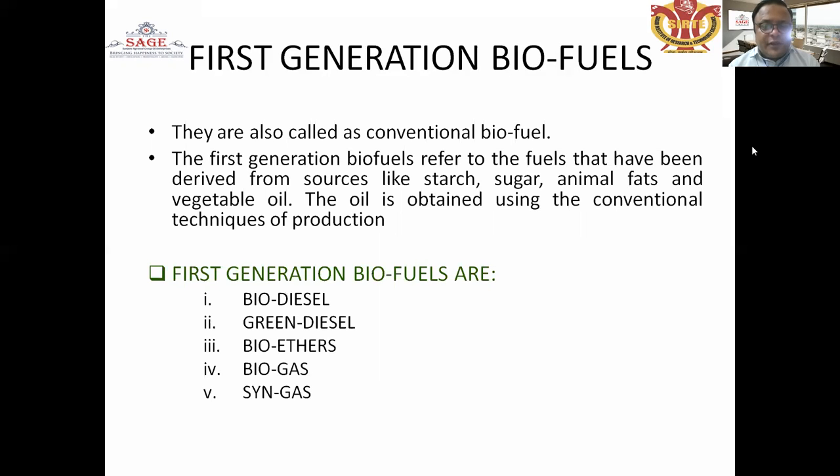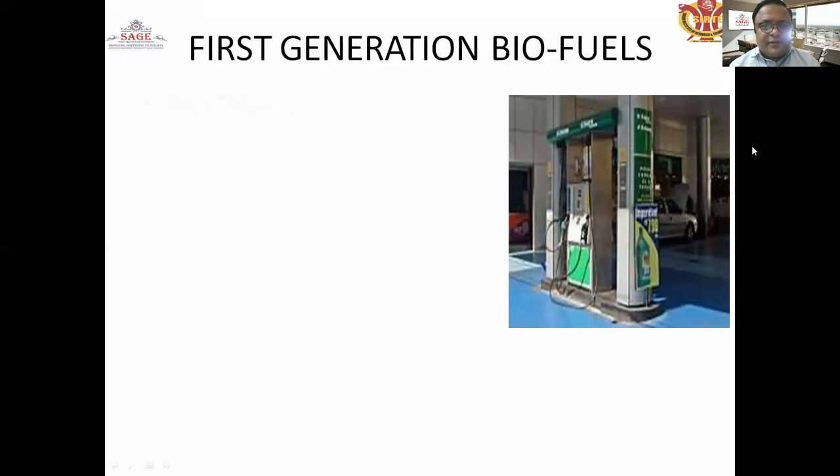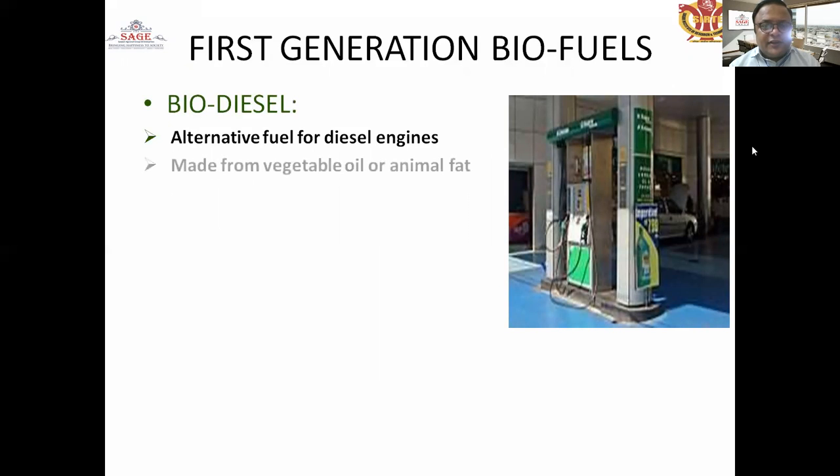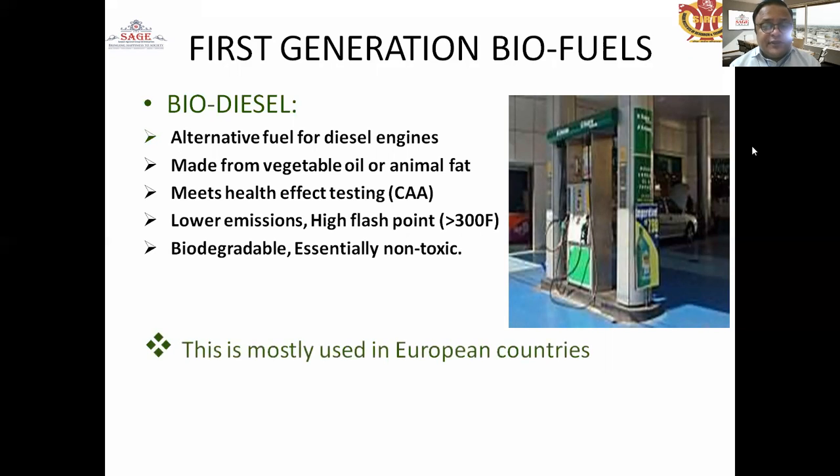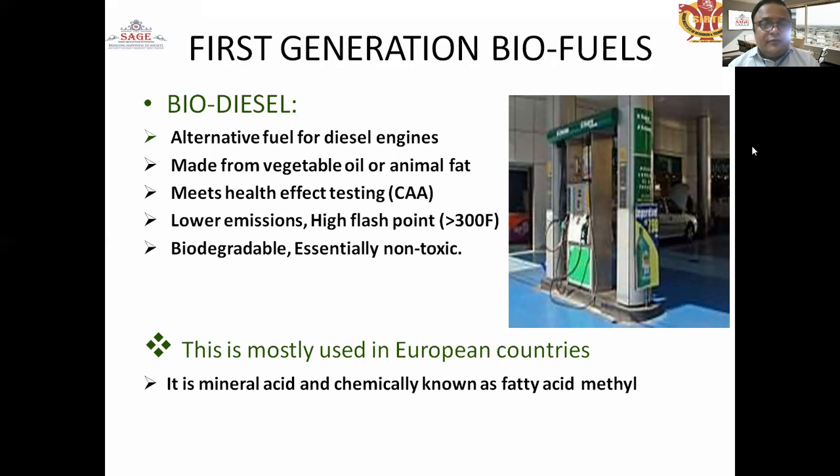The first generation biofuels are biodiesel, green diesel, bioethers, biogas and synthetic gas. Biodiesel is an alternative fuel for diesel engines made from vegetable oils or animal fat, meets health effect testing under the CAA, lowers emissions, has a high flash point greater than 300 F, is biodegradable and essentially non-toxic. It is mostly used in European countries.